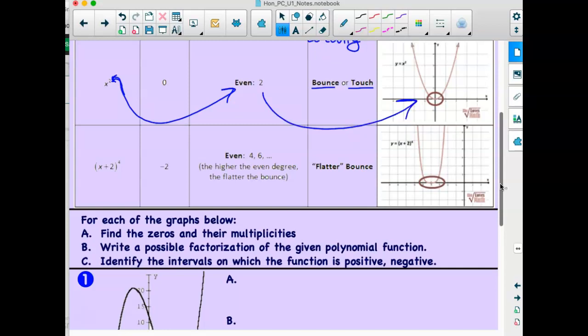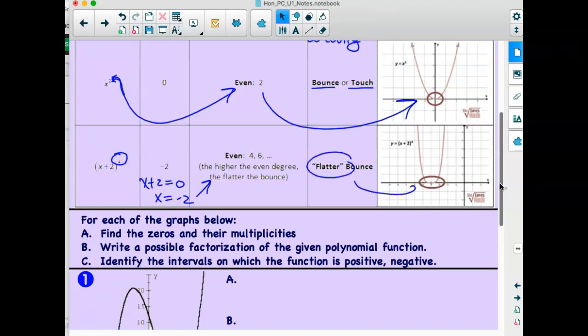So even if you hit the x-axis, you don't have to go through it. And then x plus 2 to the fourth, that's an even number, it's larger. If x plus 2 were to equal 0, we would have an x-intercept of -2. So that's even. The higher the degree, the flatter the bounce is as you look across it like that.